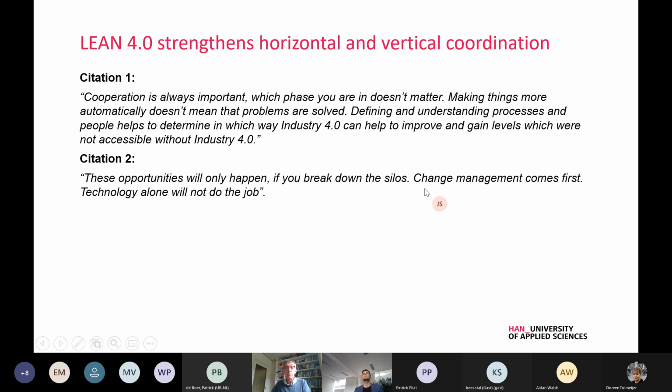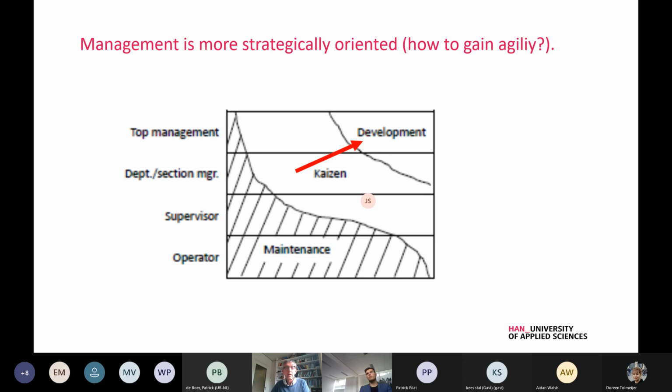Well, challenge management to break the silos. That also means that the opportunities with Industry 4.0 you will get, but you need lean. You have to break down the silos. You need cross-functional cooperation in teams, thinking about value streams over more departments. And here, management is strategically oriented. We asked the managers, what happens with your role?